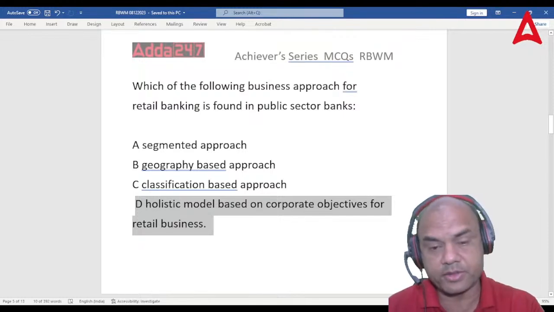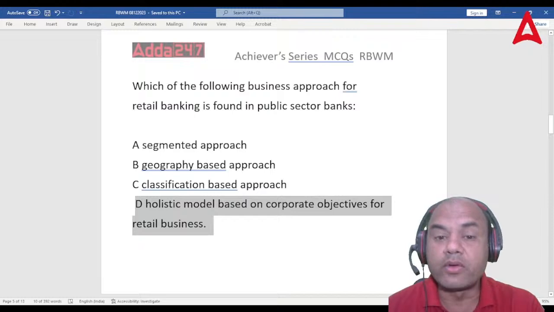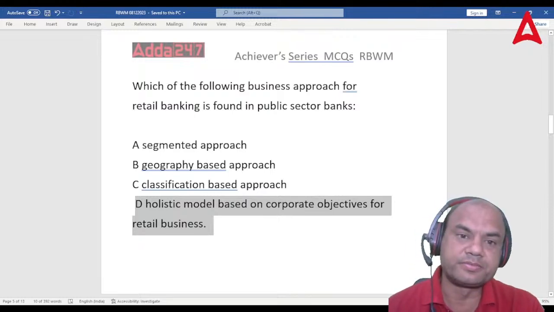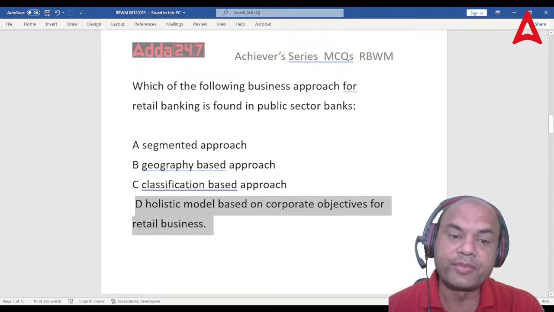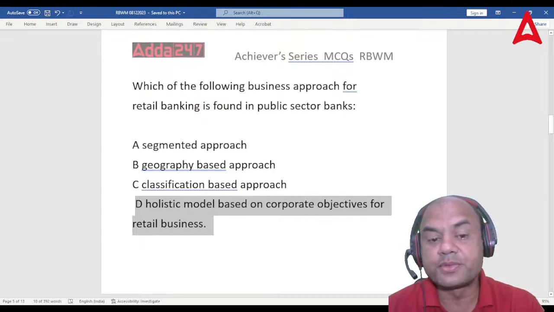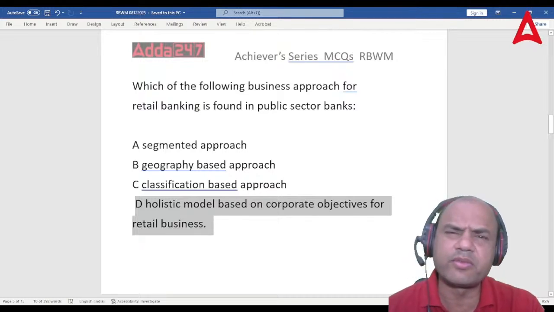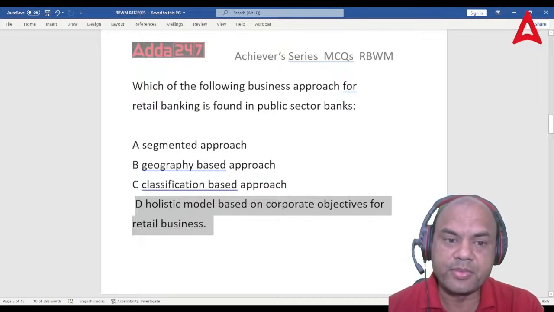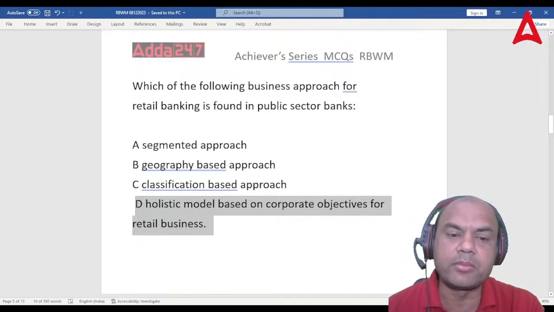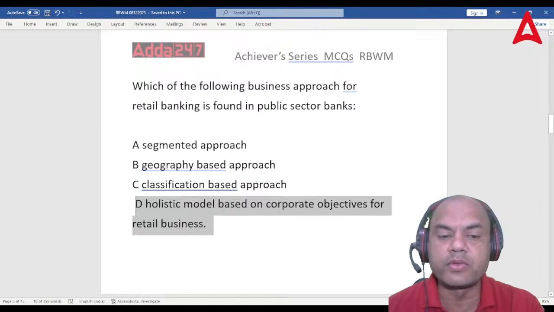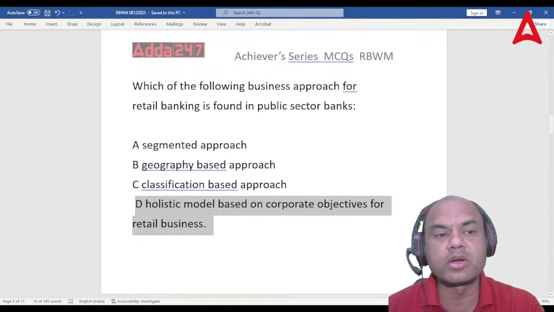Here, corporate objectives are very important. Nowadays, even public sector banks have changed. You've seen the shares of public sector banks now in the stock market, hugely up. Why? Because they have changed the model. Earlier, we had this model of classification-based, geography-based, everything in our banks. But now we are coming out of all these and moving towards this: holistic model based on the corporate objectives for retail business.